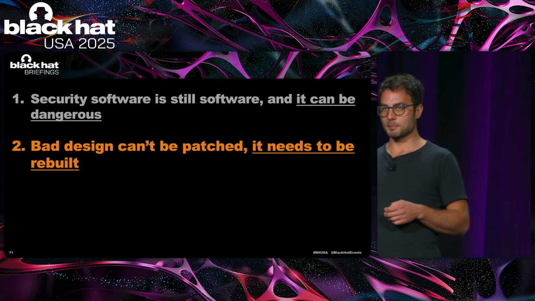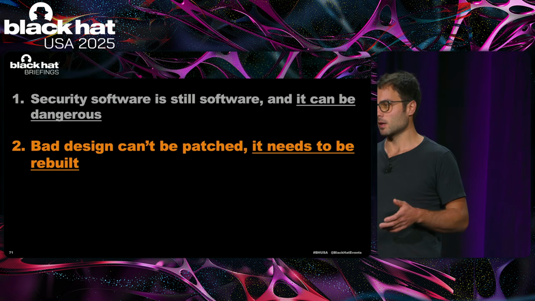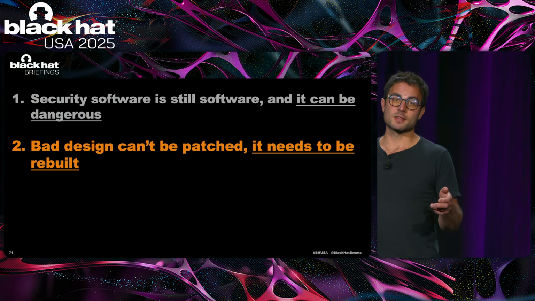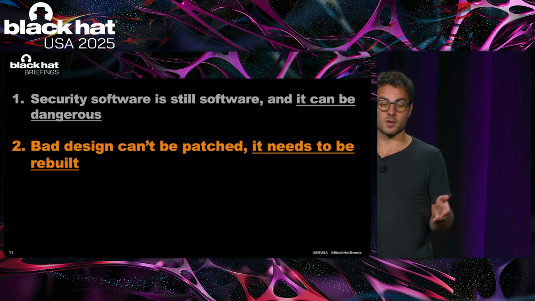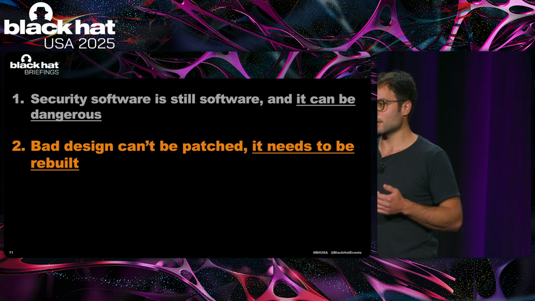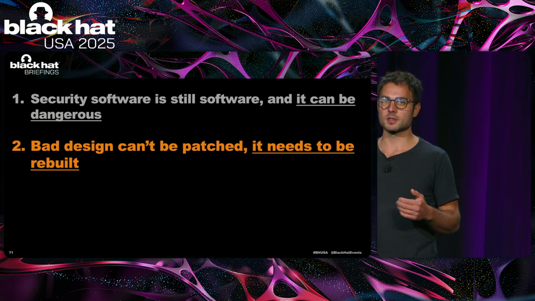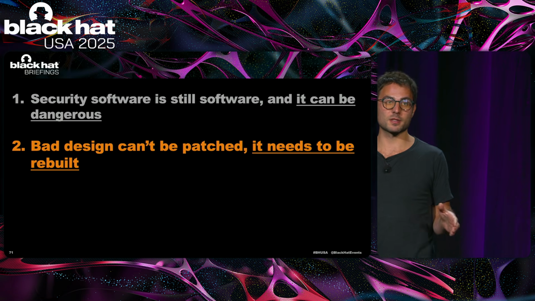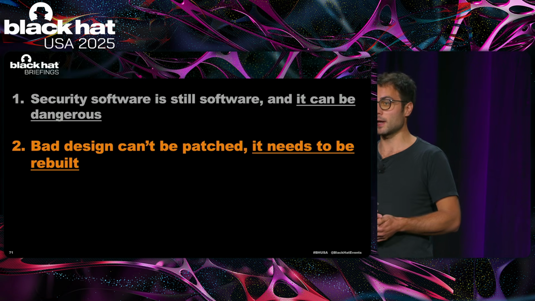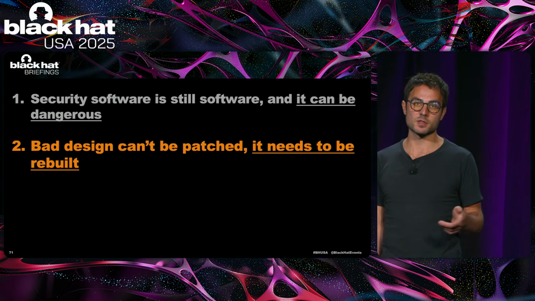Secondly, bad design can't be patched. It needs to be rebuilt. We saw a lot of fixes, and in fact, we saw a lot of controls even before we started looking into these vulnerabilities. But I would argue that these kinds of fixes won't save fundamentally flawed architectures. And I think it's important for everyone to consider this when patching or designing software. True fixes really come from tackling root causes, not the symptoms of the issues.